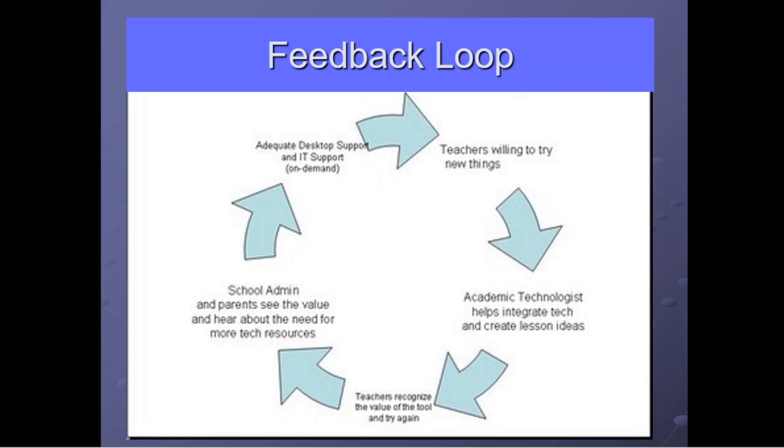Here's an example of a feedback loop. Okay. So let's say that the teacher is willing to try new things. So then it goes to the technologist, which helps give you new lesson ideas. The teachers recognize the value of this one. It goes to the school administration, like the principal, Mr. Sarkeesian. He says, ooh, that looks good. So then he gives it to the main district, the big ones, who then put it out to all the teachers, and then this loop happens again.